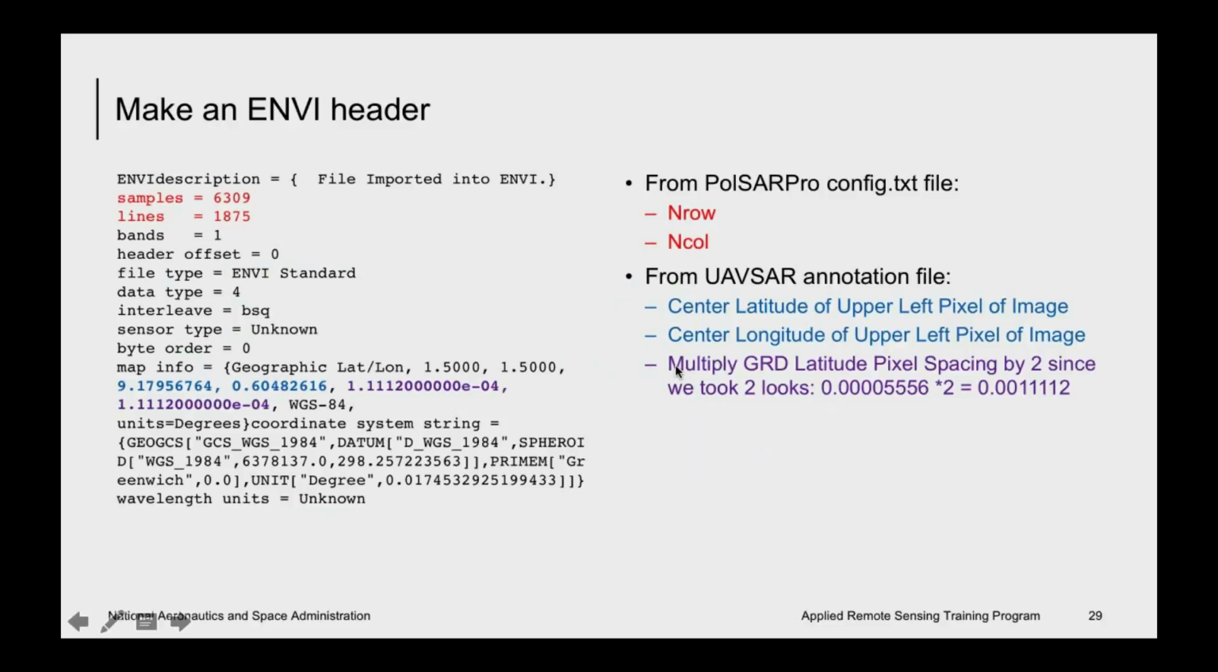And I also need to provide the pixel size. So this is the pixel size for the original UAVSAR image. But because I took 2 looks, I multiplied this by 2. So this is the final size, and this is what I have here. So if you have all of this, we're using data type 4 because it's float, you should be able to import your PolSARpro results into QGIS. And by the way, this manual step is necessary even if you use the GUI interface of PolSARpro. As far as I understand, no ENVI header is produced. So there is an extra step that's needed to be able to visualize your results outside of PolSARpro.